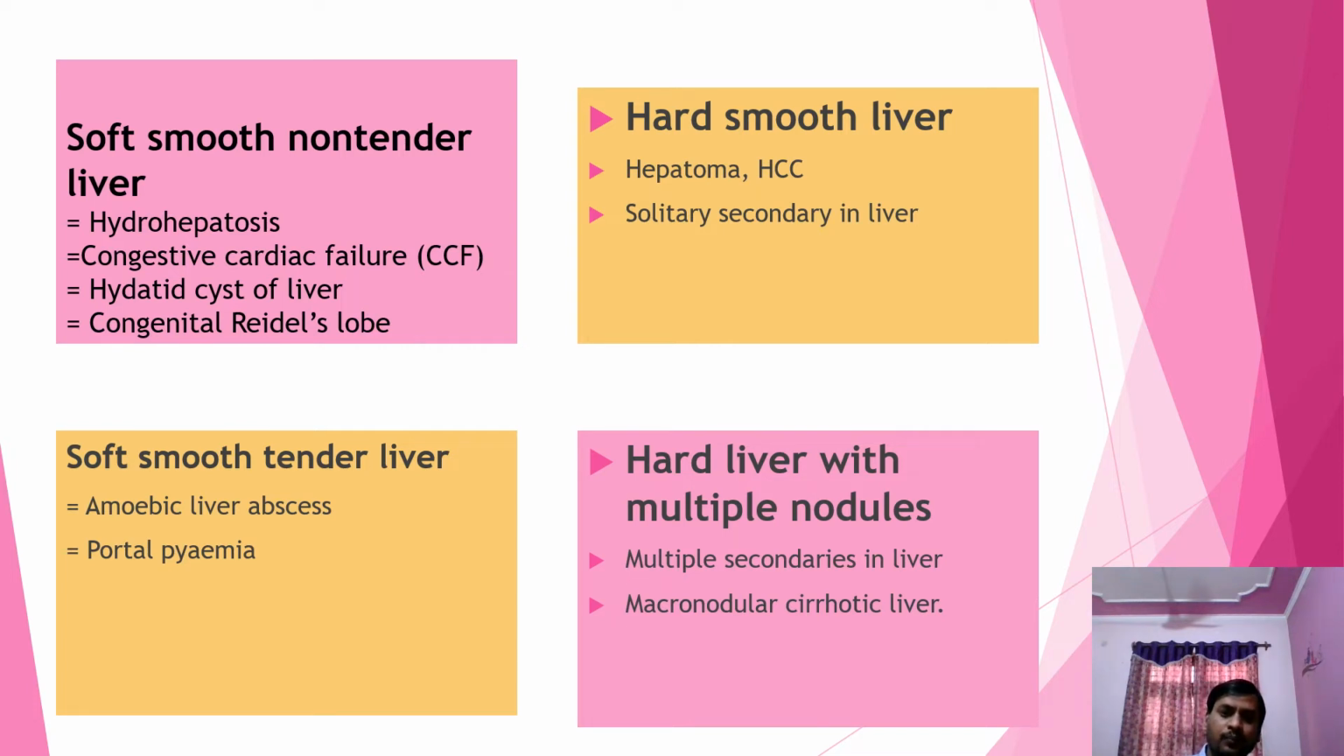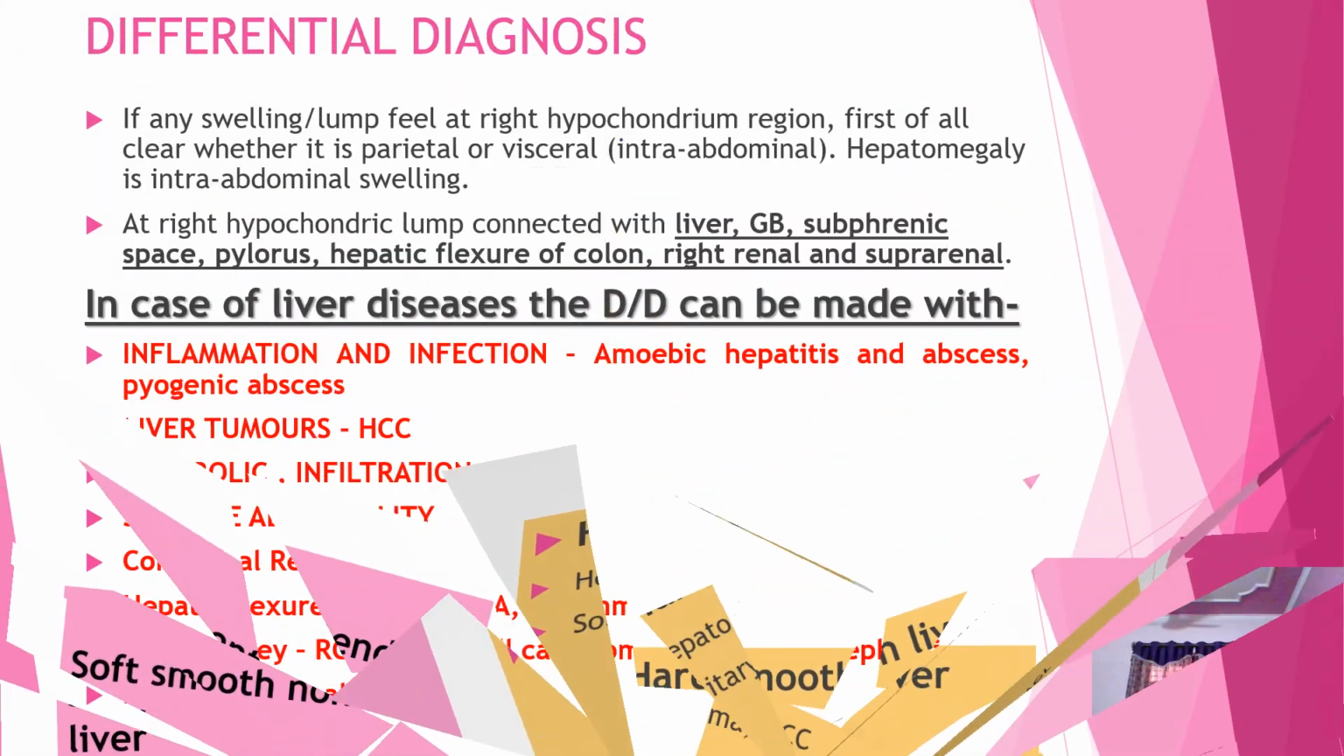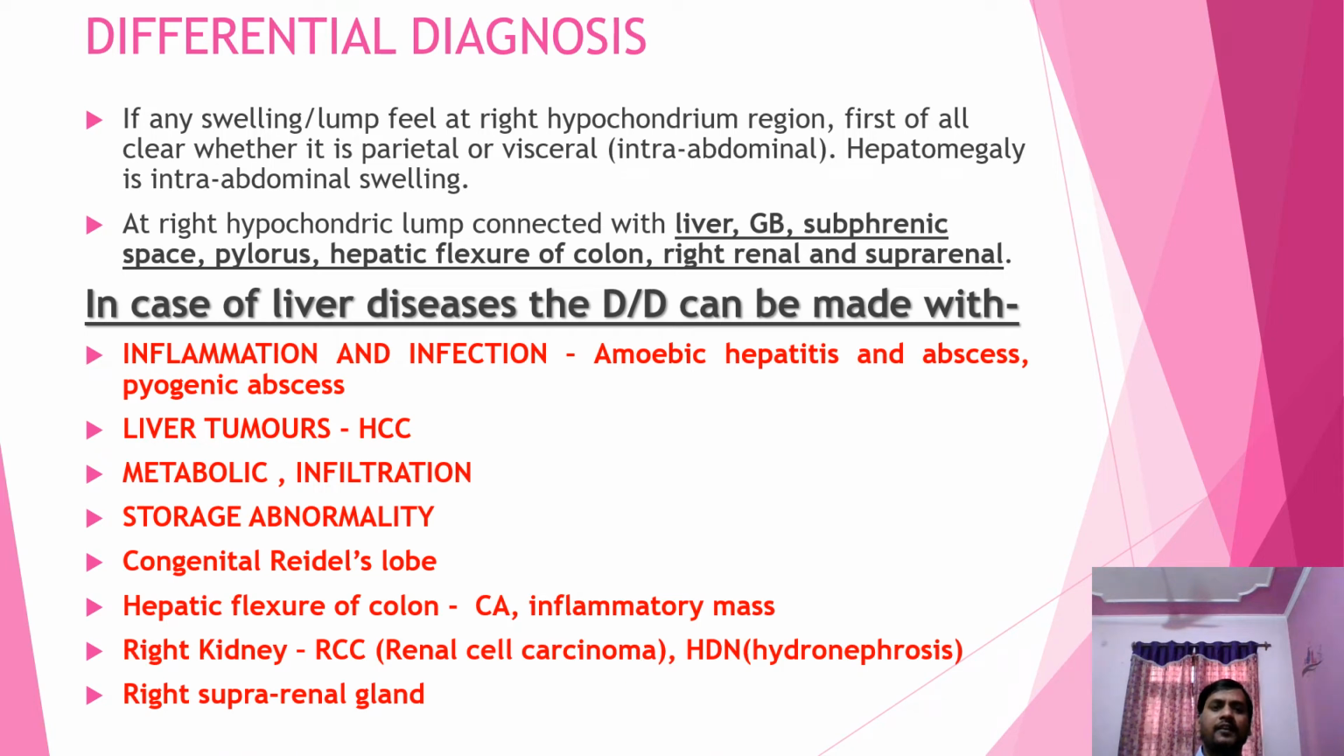Hard liver with multiple nodules: this type of condition is found in multiple secondaries in liver and macronodular cirrhotic liver. Now the differential diagnosis in hepatomegaly.